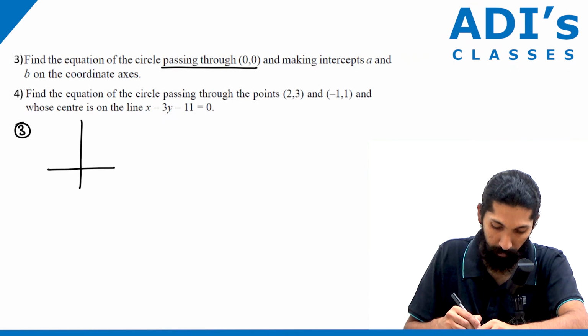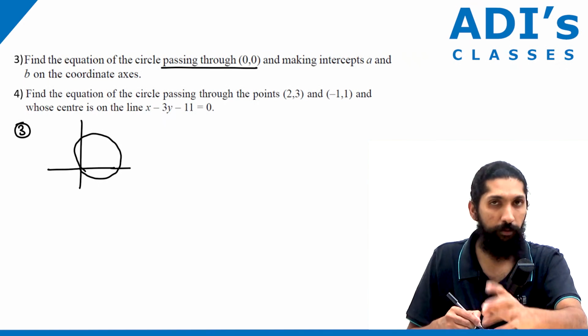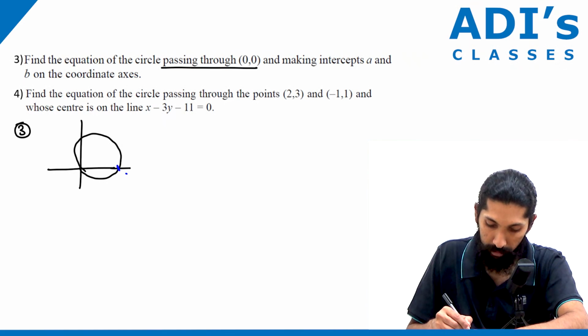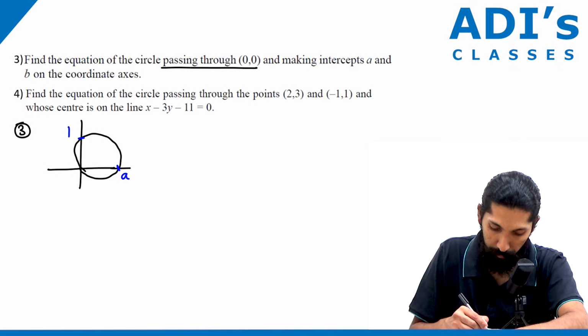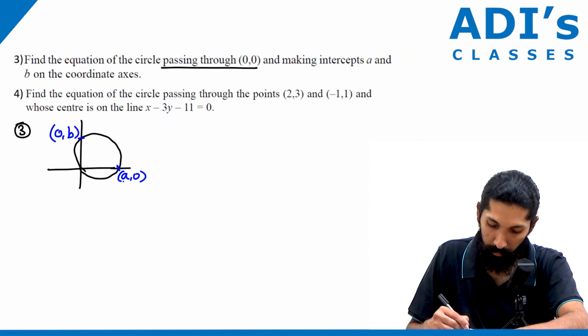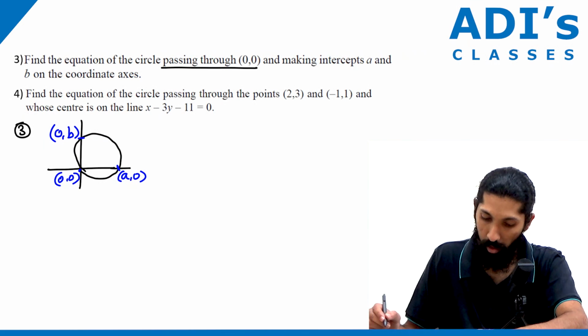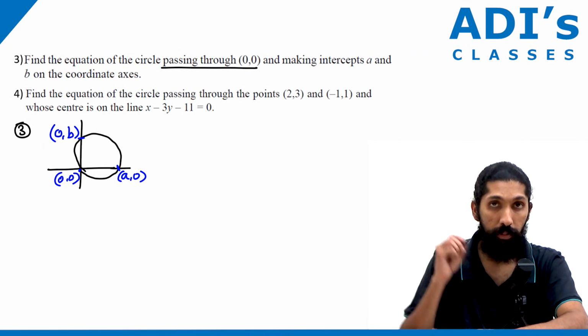That means, let's say the circle is going something like this. Okay, a rough figure is fine. All right. Now you have this point is A, this point is B. In the sense, this is 0, B. This is A, 0. And this point is 0, 0. Quite obvious. They're asking you to find the equation of this particular circle.